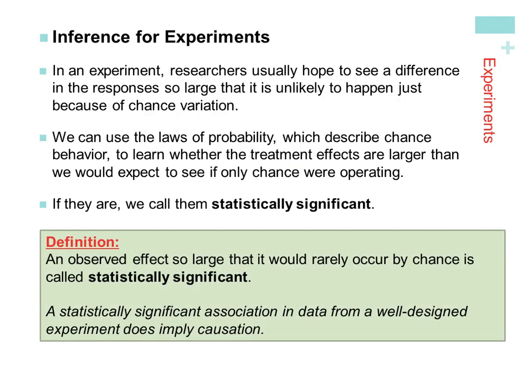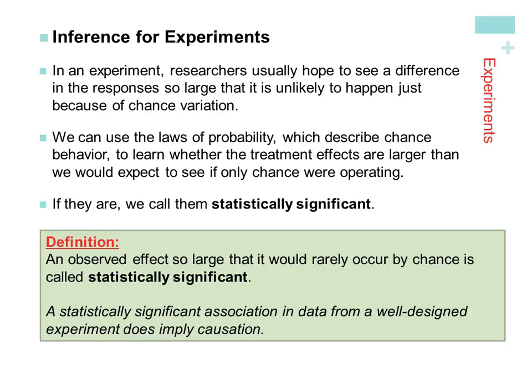And so there's a definition here for you for statistically significant. We'll talk about this so much through this class. But if we observe an effect so large that it would rarely occur by chance, then our results are statistically significant. A statistically significant association in data from a well-designed experiment does imply causation. And so there's your causation, right? In a well-designed experiment and an association that is deemed statistically significant, then we can have our causation that we're looking for. This causes this, right?